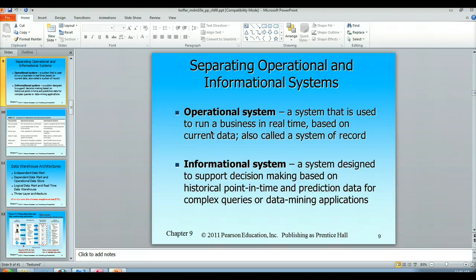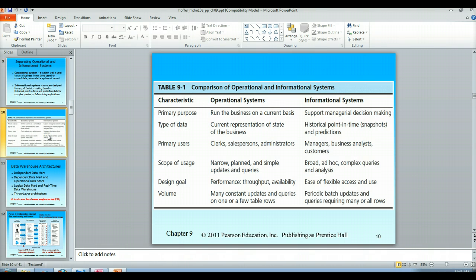Your informational system is your system that supports decision making based on trends, historical points in time, and if your historical data is of high quality, should give you a predictive model for the future. So let's just take a quick look at the characteristics.